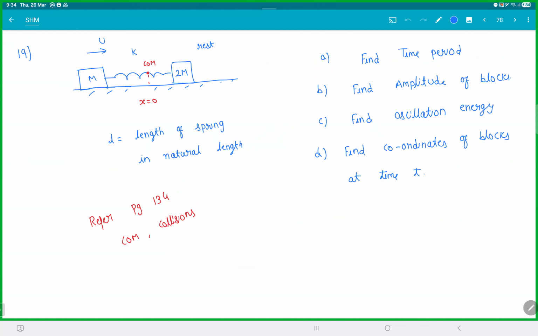How do you get the coordinates? If I have to ask an advanced question, I'll ask you the oscillation energy and the coordinates. That would be an advanced problem. At your level right now, that's a really good, tough question. I would say like 8 out of 10. But when you're in 12th, after the revision gets over, this will be like 4 out of 10.